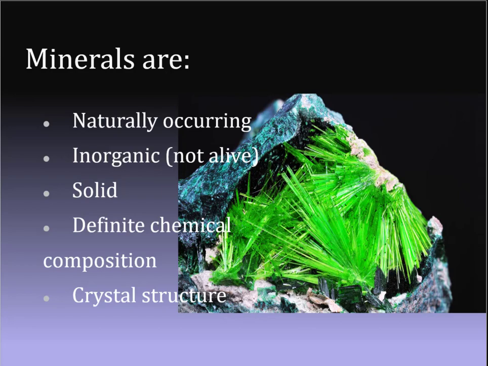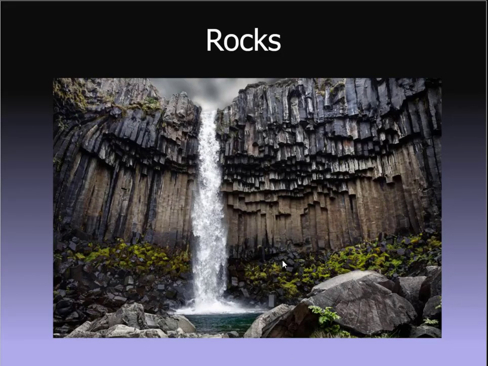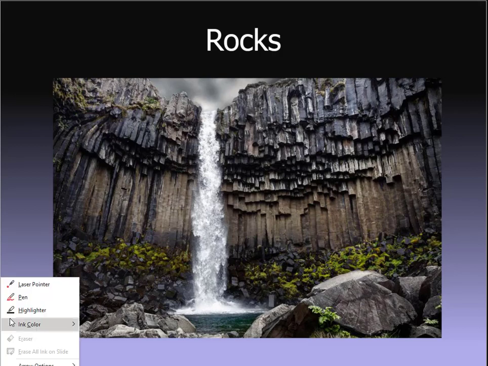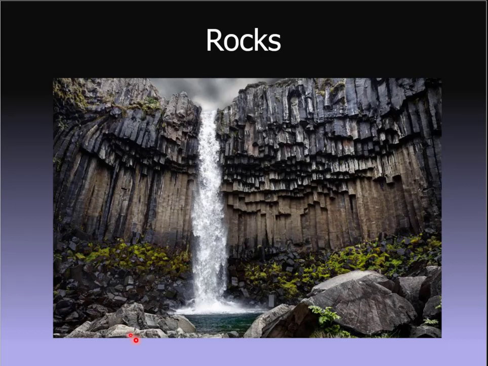So if that's a mineral, and we'll talk separately in the lab about identifying minerals, here we just want to worry about a definition. If that's a mineral, then what's a rock? As we look at this picture of what we call columnar jointing of some rock, I believe in Iceland. So what is a rock then?